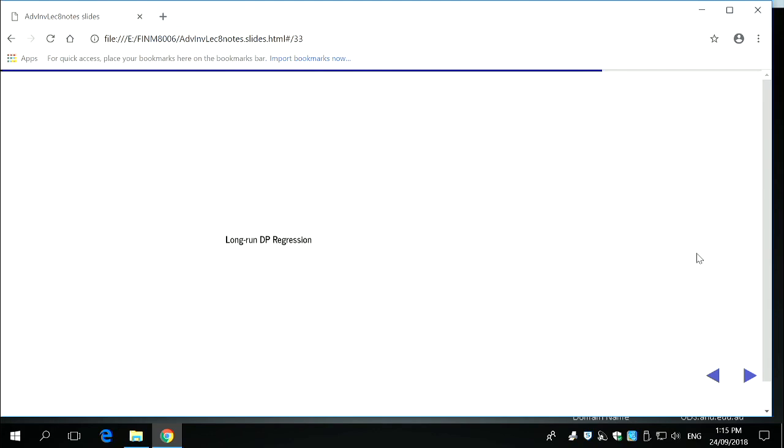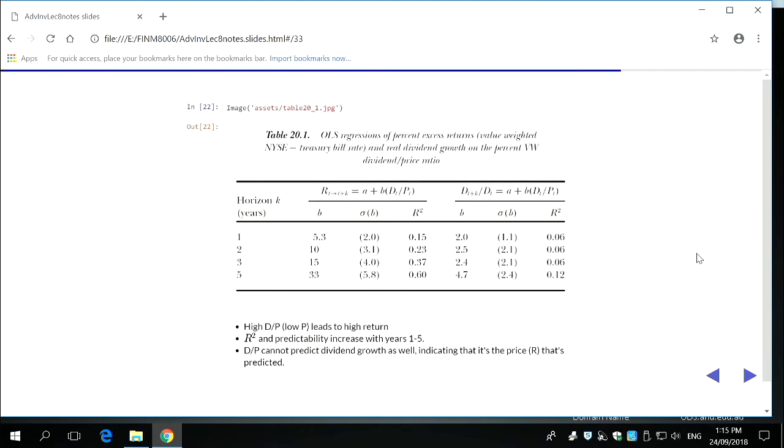Okay, so let's look at some serious regressions of the long run with horizons of year 1, 2, 3, and 5. Regression of the returns on the DP ratio, and the dividend growth on the DP ratio as well. The regression I did before is just 1 year, right? Now you have multiple years. This is from, I think, Cochrane's paper in 2008.